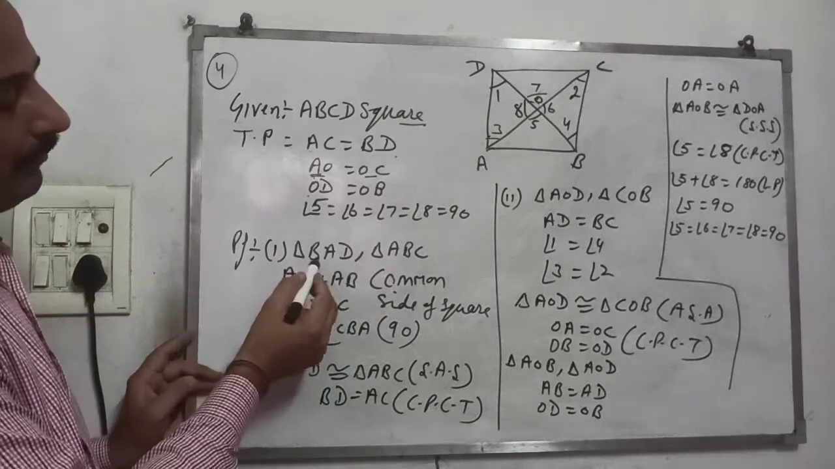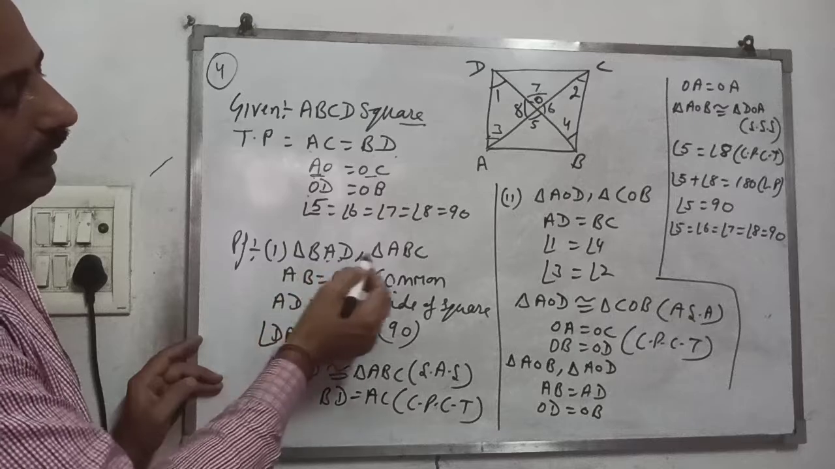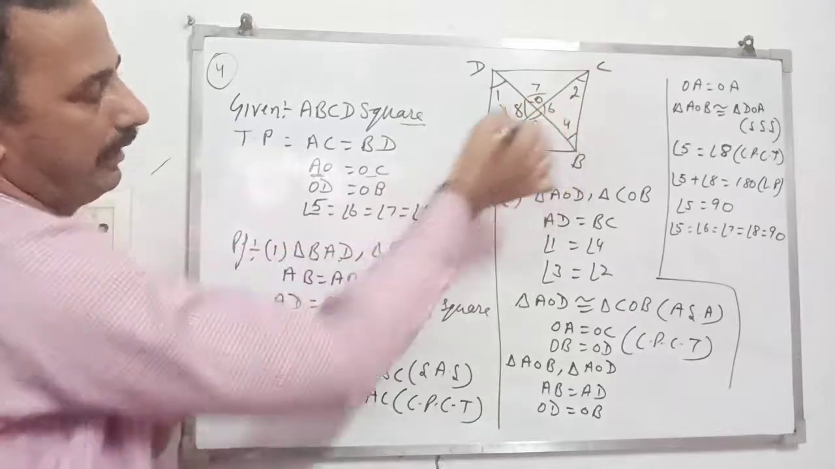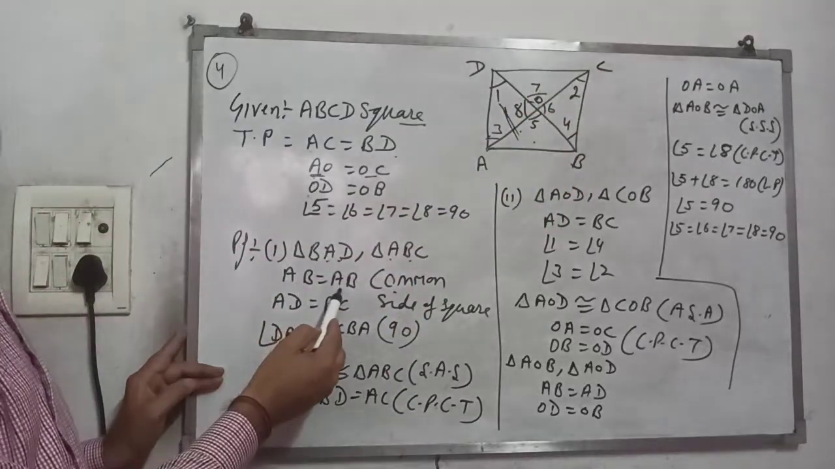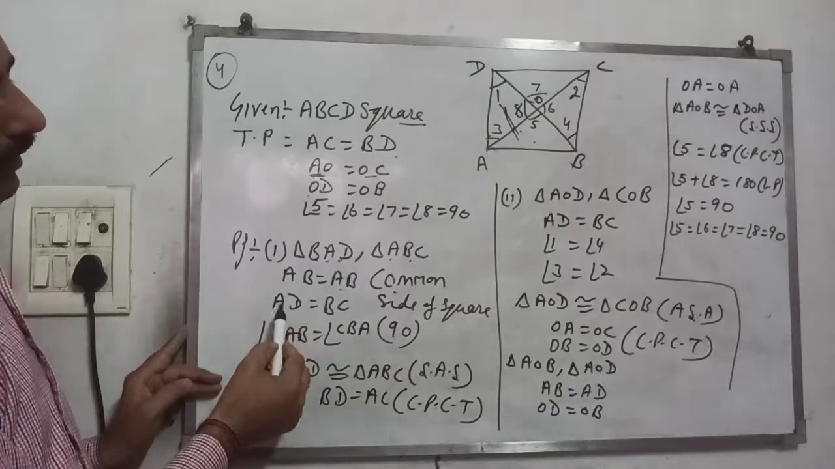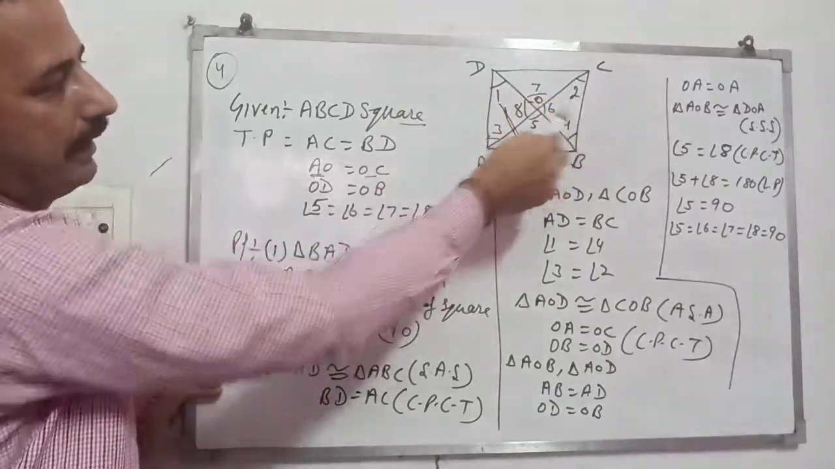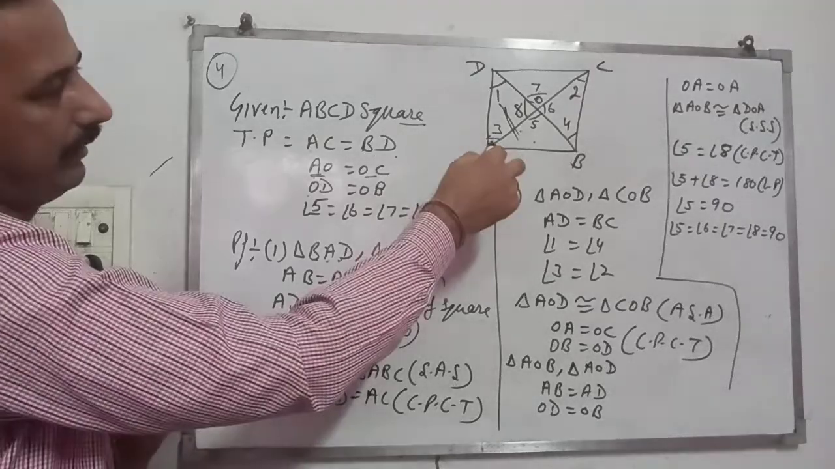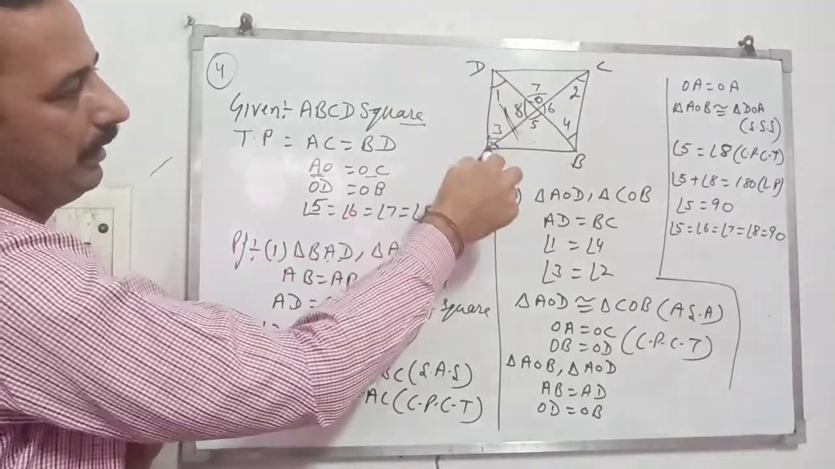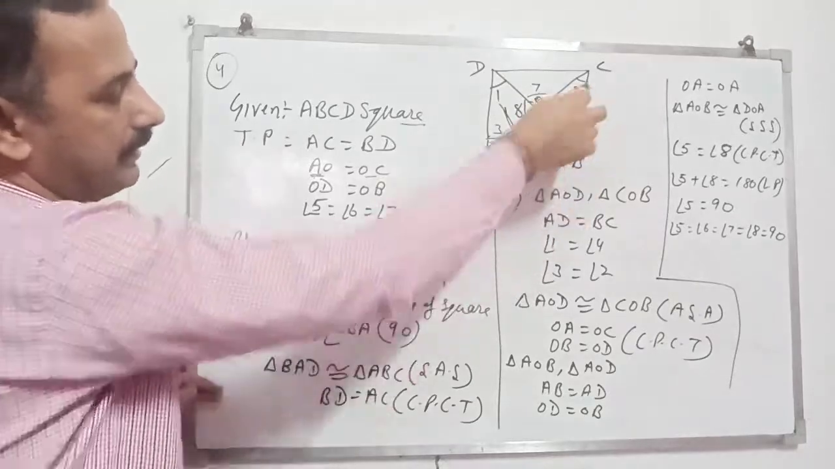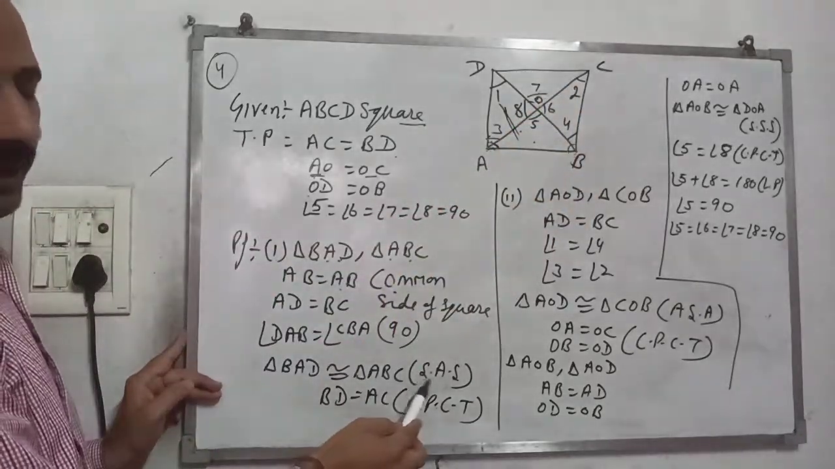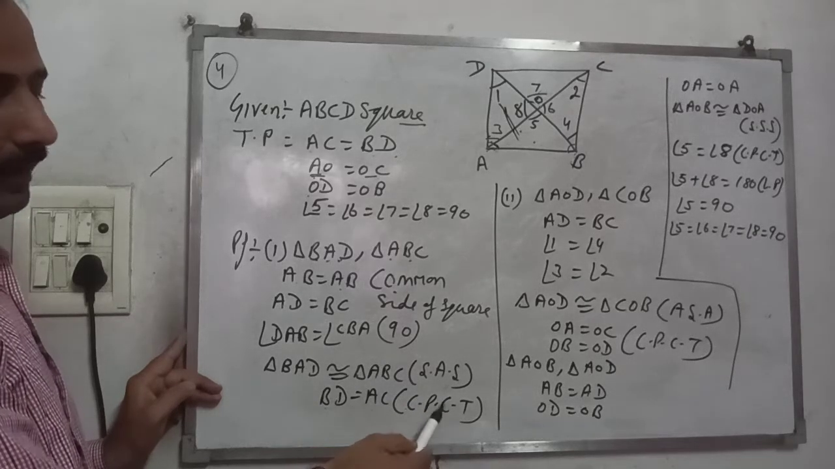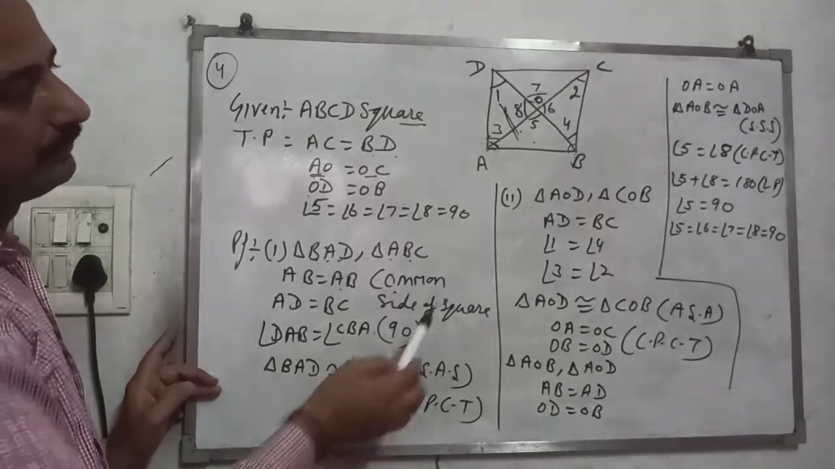So first part, using the triangles BAD and ABC. AB is common in both. AD equal to BC, that is the opposite side of the square. And angle DAB and angle ABC, that is 90 degrees. So the triangles are congruent by SAS. So BD equal to AC by CPCT. They are equal, right?